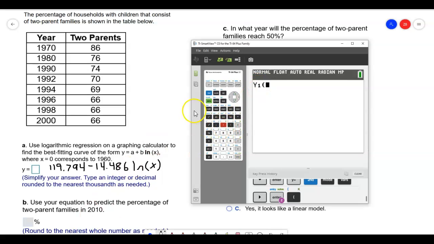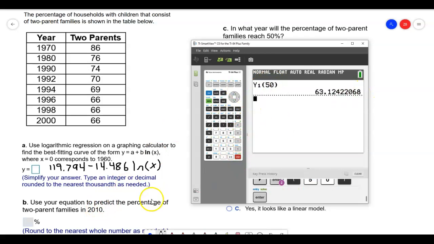I want to evaluate that Y1 function at, they want to know, use your equation to predict the percentage of families in 2010. Well, 2010 is 50 years after 1960, right? So that's, my X is going to be 50. So I'm going to do 50. Right, because these are the years, so 2010 is 50 years after 1960.